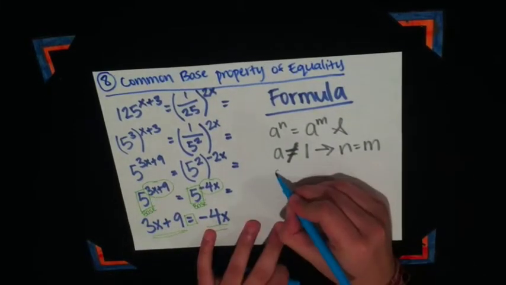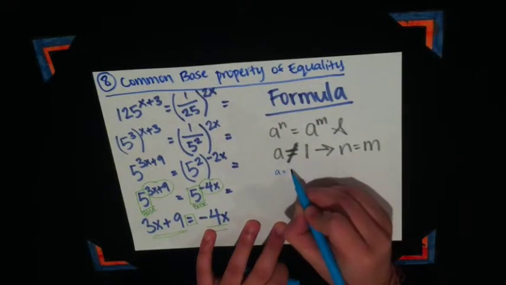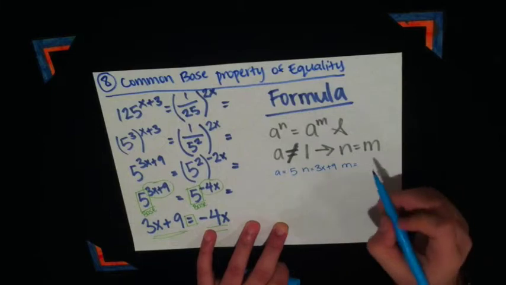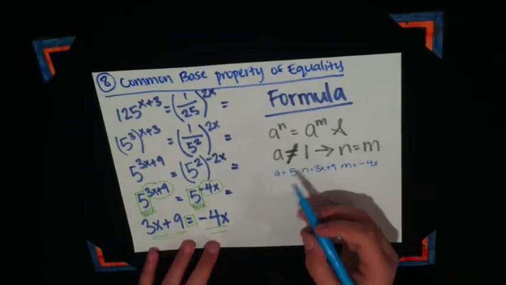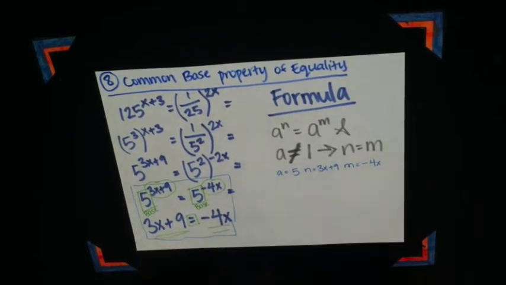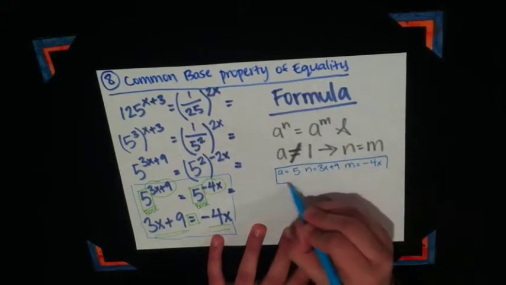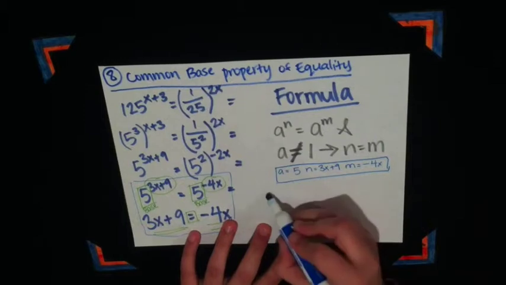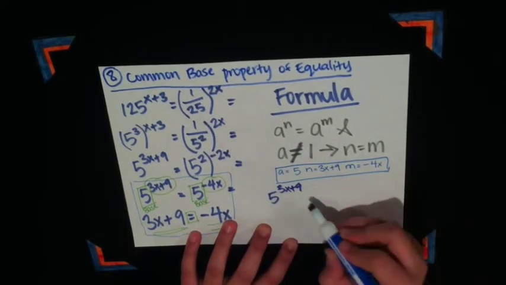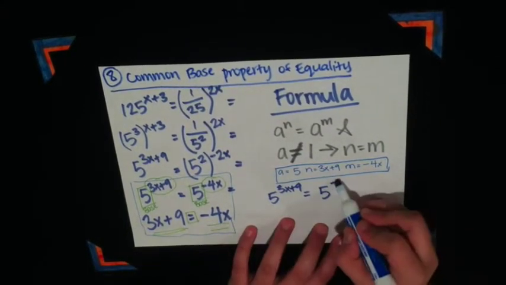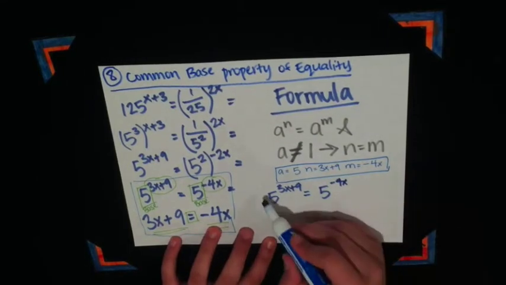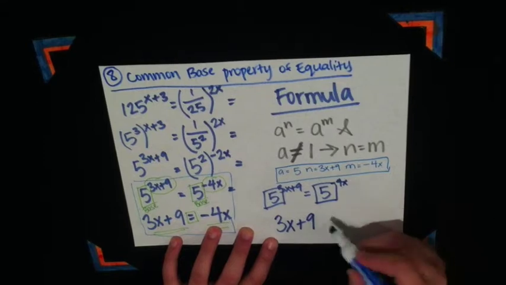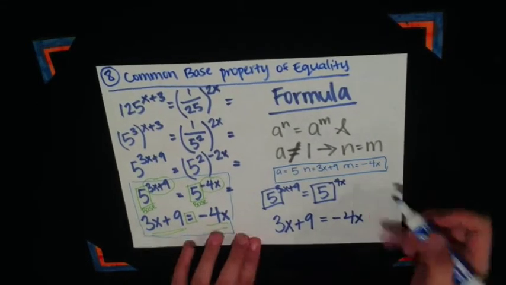Let me lay this out for you. a = 5, n = 3x plus 9, m = negative 4x for this bottom part right here. 5 is a, 3x plus 9 is n, equals 5 as a, negative 4x as m. 5 is the base, so 3x plus 9, which is n, equals negative 4x, which is m.